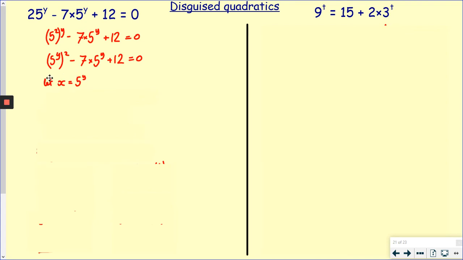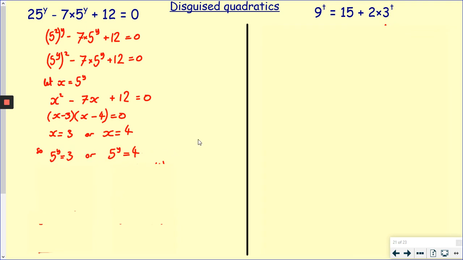It's worth writing this down in any solution that you give. The question doesn't mention x, so we need to define what we're allowing x to be. And then we can make our substitution, solve the quadratic equation to give us two values of x, and now we're able to substitute 5 to the power y back into these. So we're going to get two equations that we now need to solve to find the correct values of y.